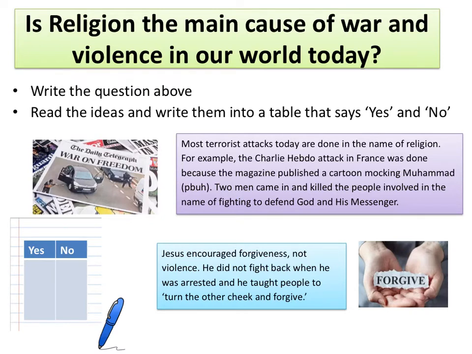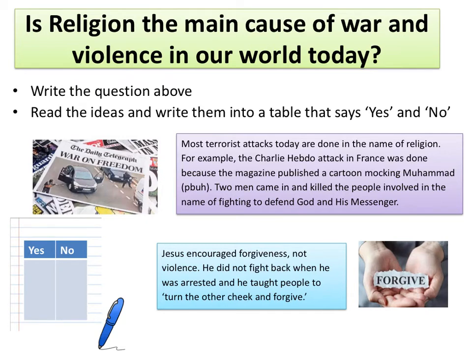The first idea that we've got is that most terrorist attacks today are done in the name of religion. For example, the Charlie Hebdo attack in France was done because the magazine published a cartoon mocking the Prophet Muhammad, peace be upon him. 2 men came into the offices of the magazine and killed many people who they saw as being involved in publishing the cartoon and drawing it. They said that this was fighting to defend God and his messenger.